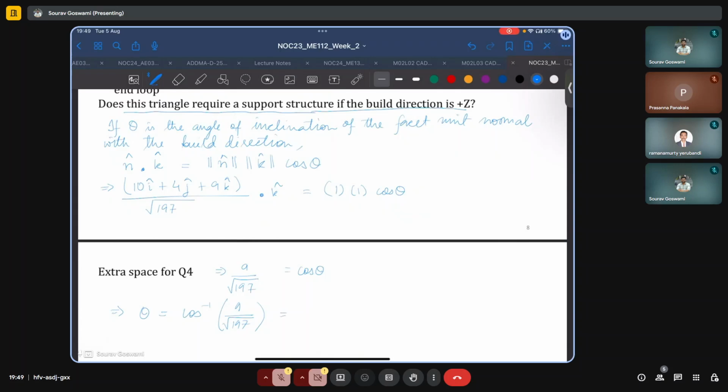And just allow me a moment to compute this. This comes out to be 0.8747 radians, of course, it's not degrees. And we can convert it to degrees, that will come out to be approximately 50.1169.